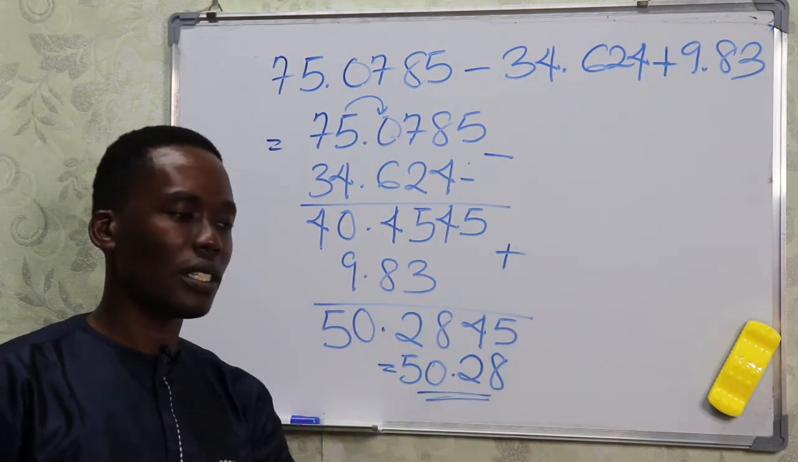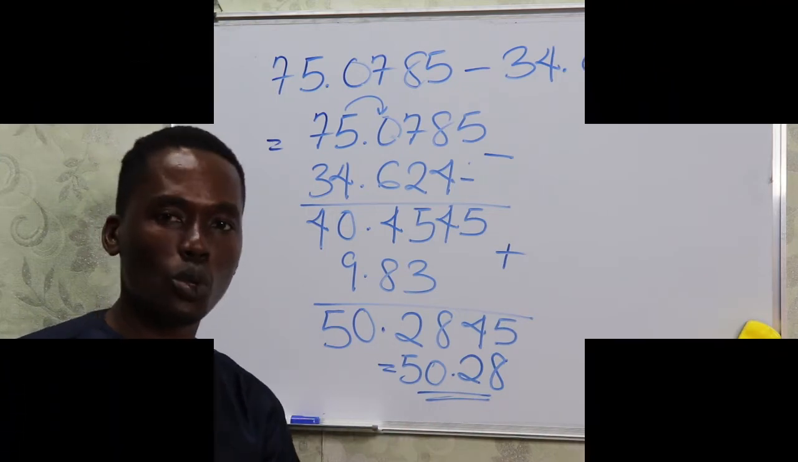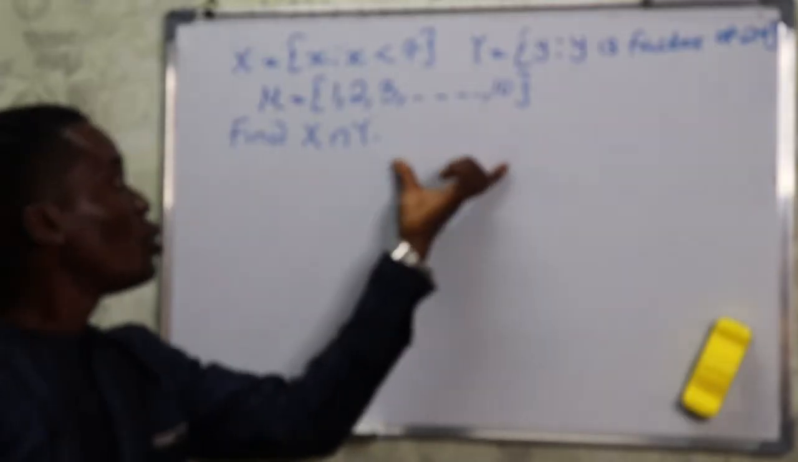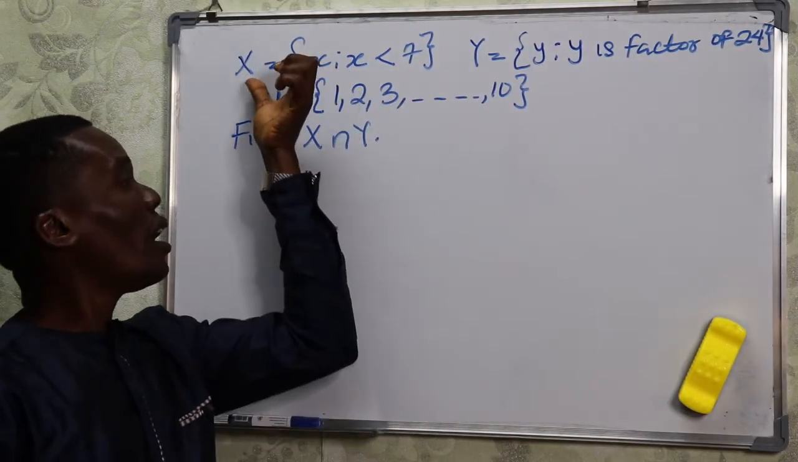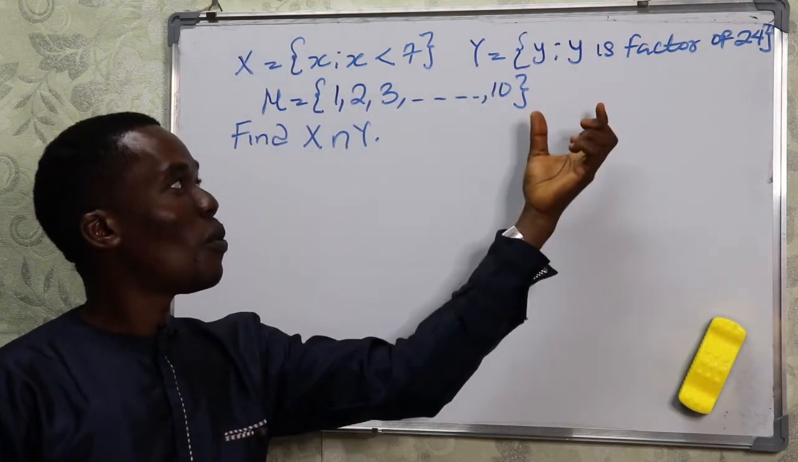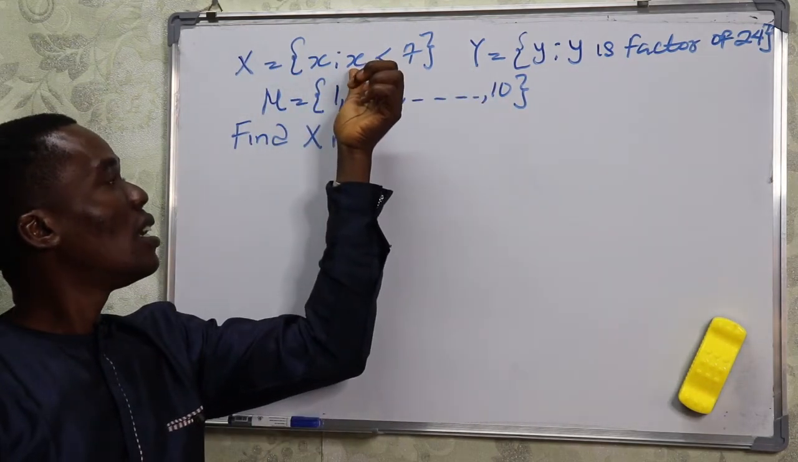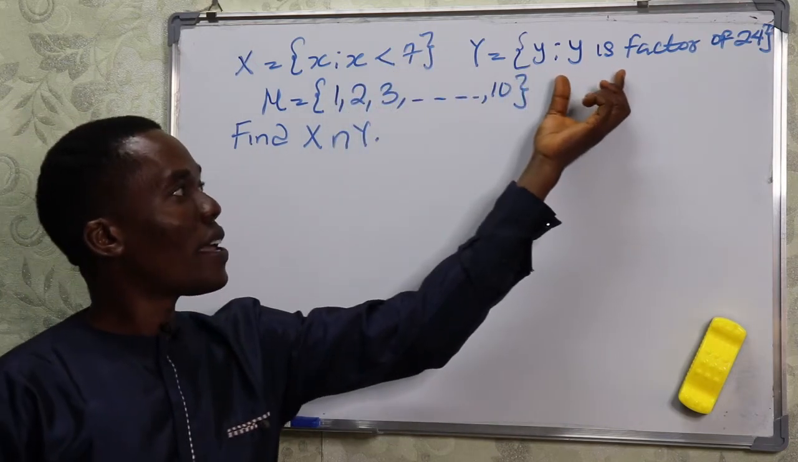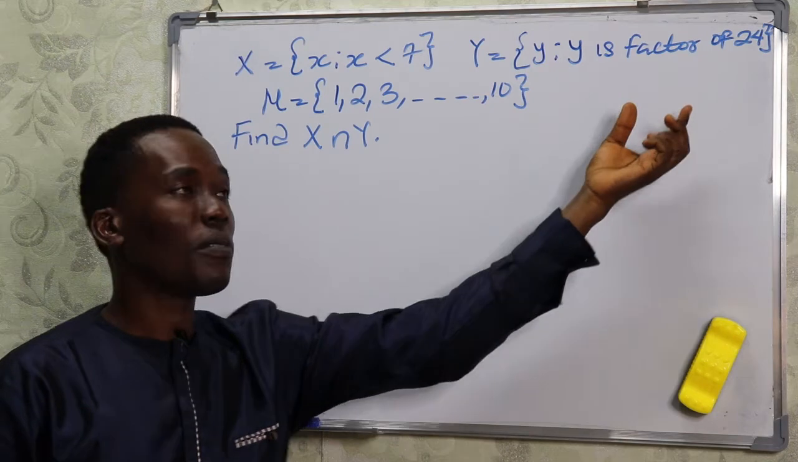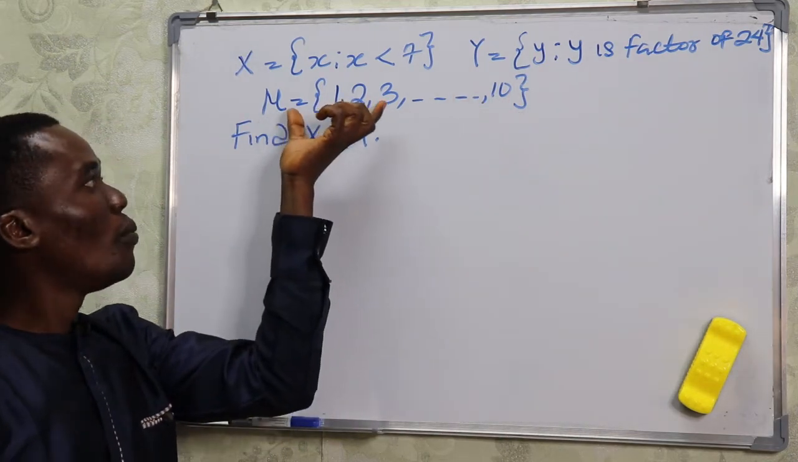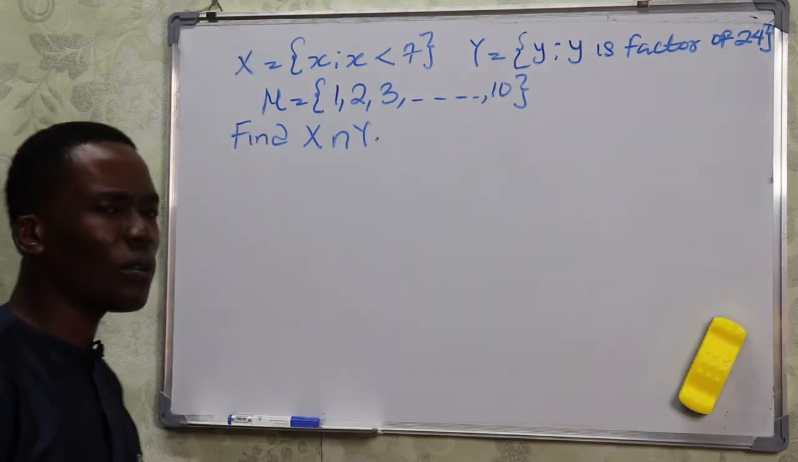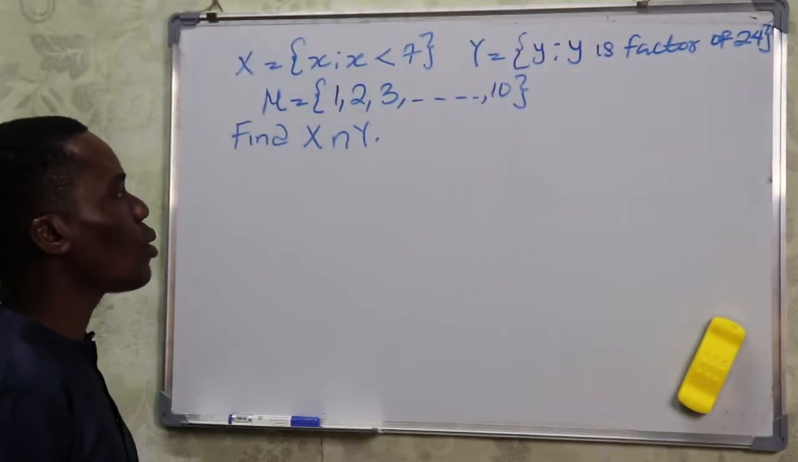Now let's look at question number 2. In question 2, you are given the value for x and you're given the value for y. X are numbers that are less than 7 and y is factors of 24, and they are all subsets of mu, which is a number from 1 to what? From 1 to 10.